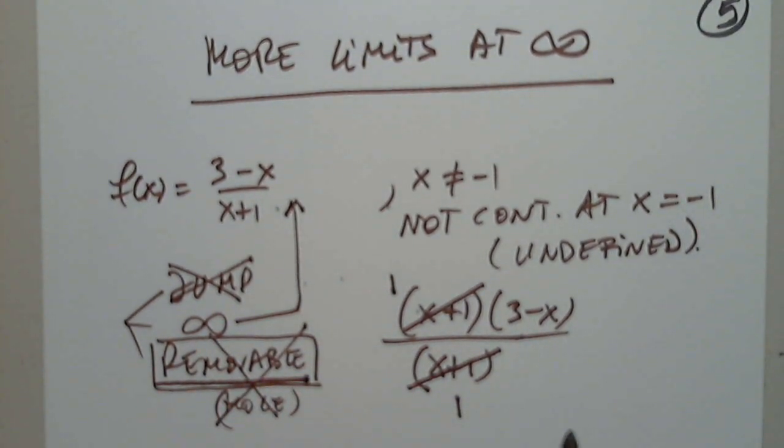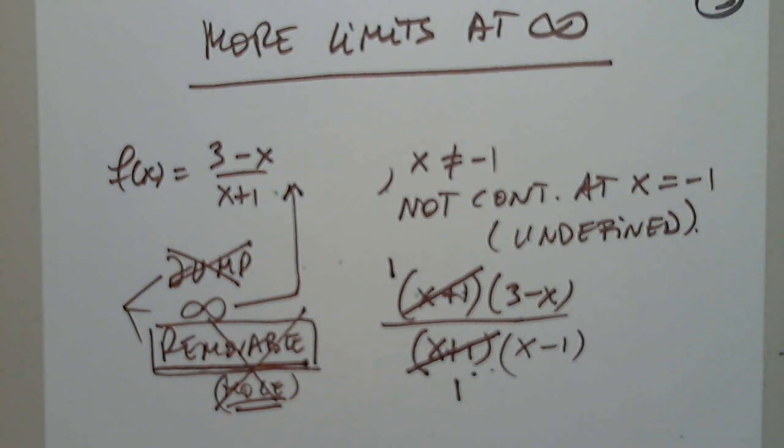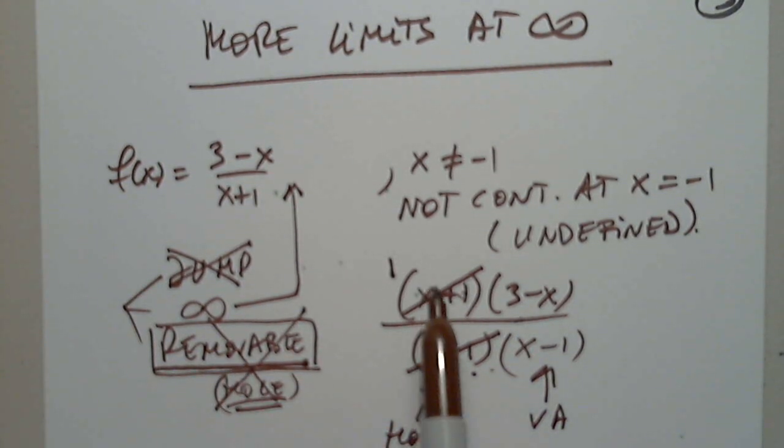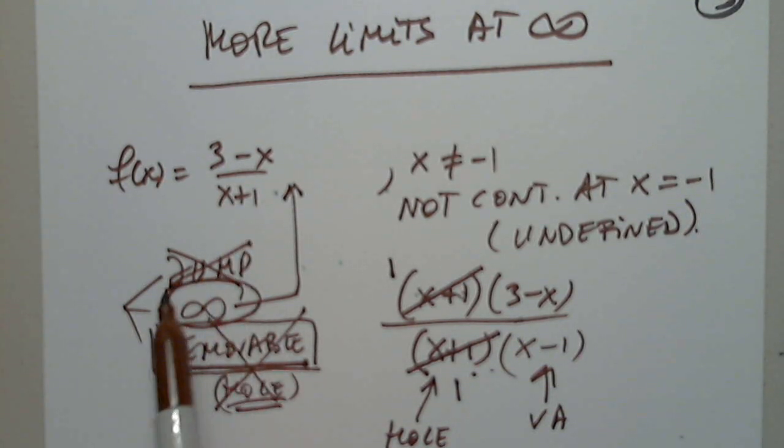So, is that clear with the removable? The removable will be a hole only if the factor in the denominator disappears, and I still have, let's say, x minus 1. That is a vertical asymptote, but this is a hole in the graph, or removable. If it doesn't go away, it cannot be removable. And this one does not go away. So it will be infinite.